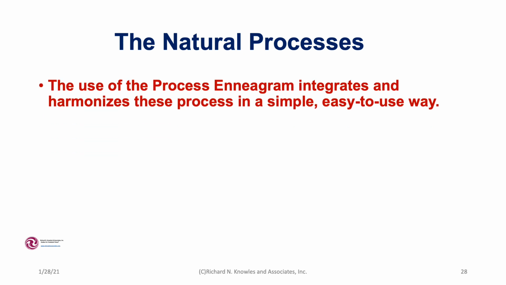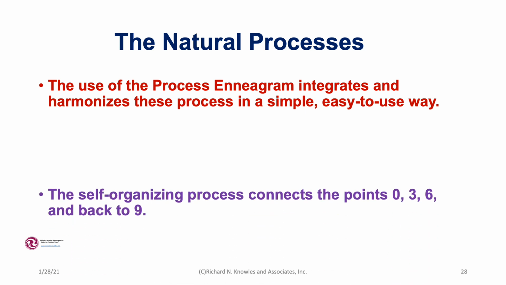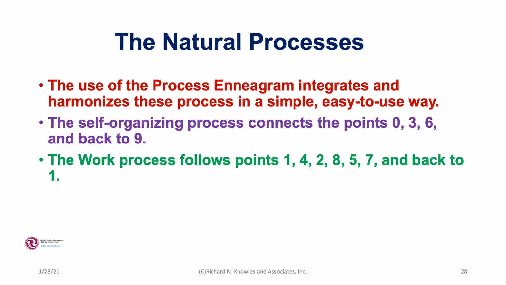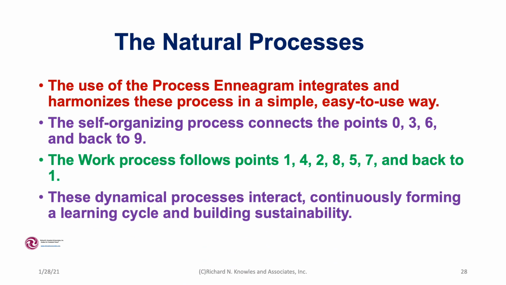The use of the Process Enneagram integrates and harmonizes these processes in a simple and easy-to-use way. The self-organizing process connects the points 0, 3, and 6, and then we go back to 9. That's the one I talked about. That's the central triangle. The work process follows the arrows, 1, 4, 2, 8, 5, 7, and back to 1. These are dynamical processes that are interacting, continuously forming a learning cycle, and building sustainability.